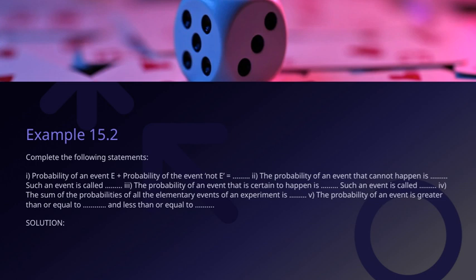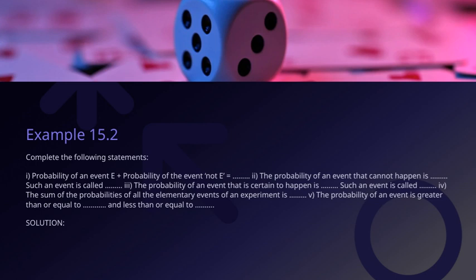Next, the third point: the probability of an event that is certain to happen is equal to 1. We refer to such events as certain events because their occurrence is guaranteed under the given conditions. Recognizing these helps us understand the bounds within which probabilities operate.